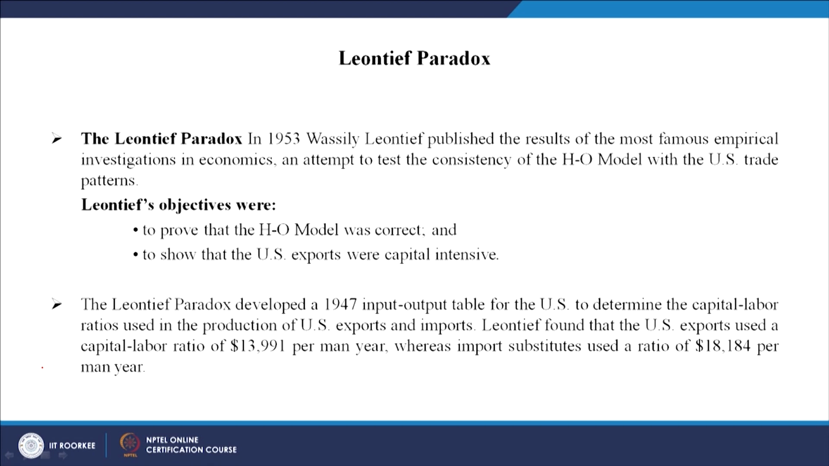The results are known as Leontief's paradox, which is one of the most famous empirical investigations in economics, and is an attempt to test the consistency of the HO model with US trade patterns. He developed an input table from the 1947 data to determine the capital labor ratios used in the production of US exports and imports. Interestingly, Leontief found that US exports used a capital labor ratio of 13,991 per man year, whereas import substitutes used a ratio of 18,184.